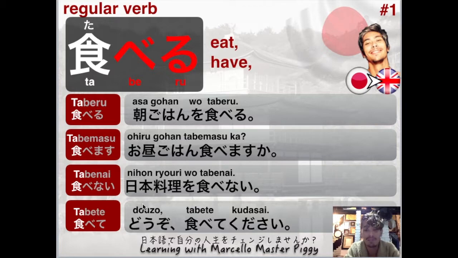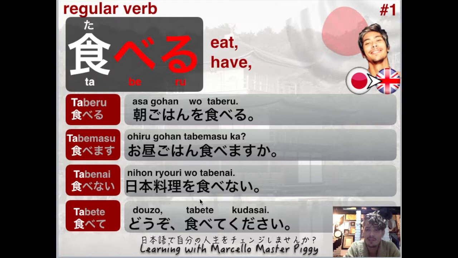Again, we don't really know who we are talking about, because we don't say it in Japanese. But of course, if you're saying this, you're talking about yourself. So that means I don't eat Japanese food, meaning also I don't like Japanese food, okay? Nihon ryori o tabenai. Which I hope is not your case. Most people love Japanese food.